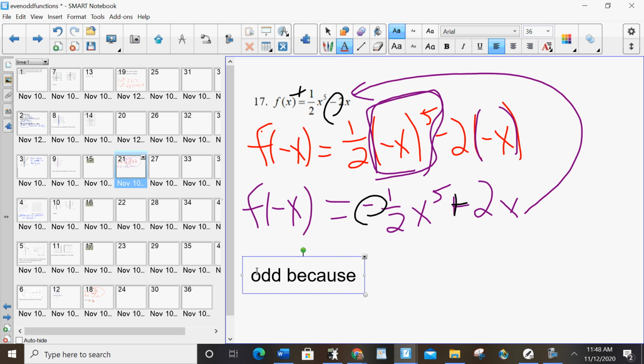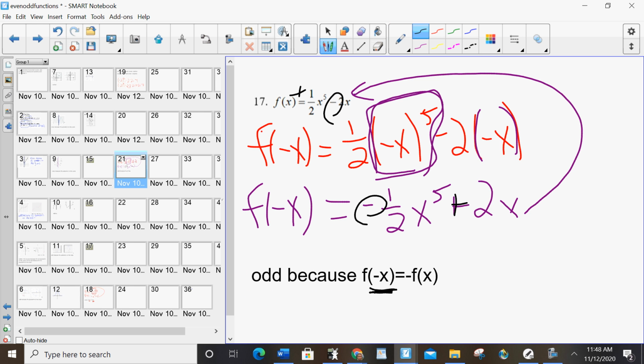Because, well, mathematically, how do I say that? Odd: f of negative x equals negative f of x. What this is saying is when I substituted negative x into the function, the entire function got negated. So that's how you determine if a function is even, odd, or neither. Substitute negative x, compare it to the original.